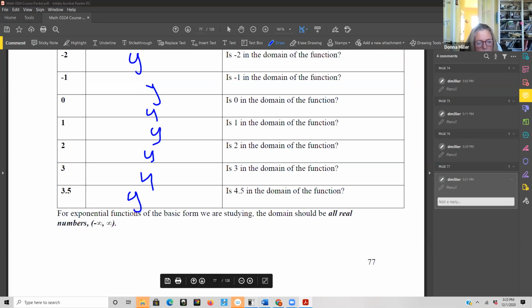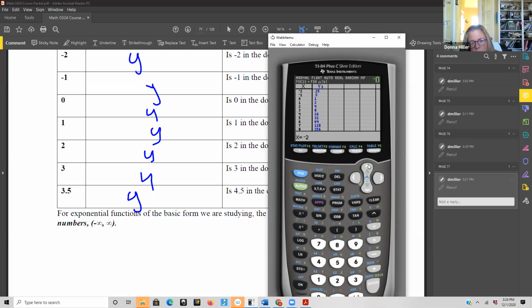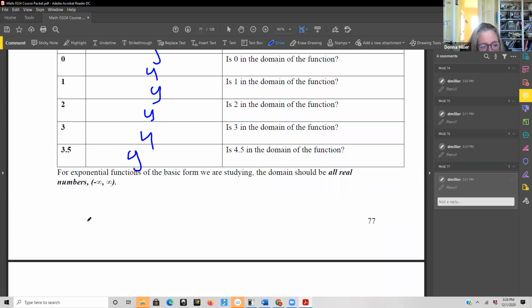When you look at your calculator, I want you to notice that all the numbers are positive. All right, there's no negatives. See how it just gets smaller and smaller and smaller as we get negatives. So the range is 0 to infinity. All right, and that's true of all exponentials.